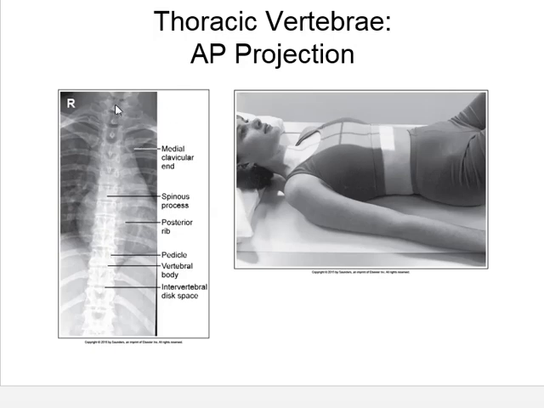So what you're going to look for is spinous process in the middle of the spine. You're going to look at the medial ends of the clavicle and their proximity to the spine to determine rotation. Make sure that you can count from the first rib all the way down to the 12th rib.